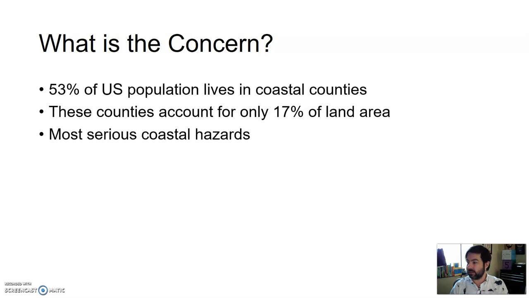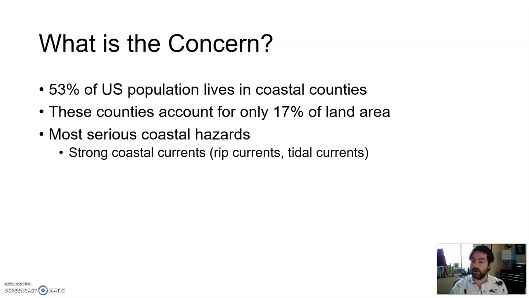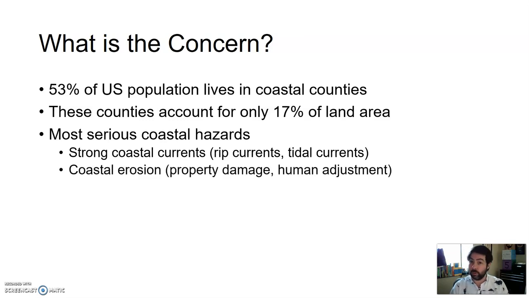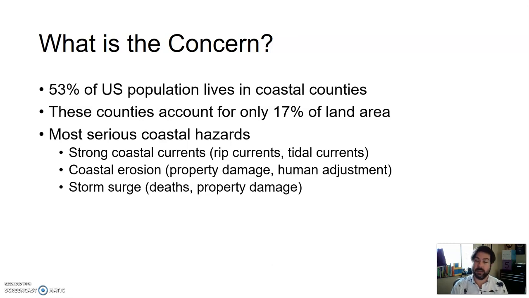Some of the more serious coastal hazards include strong coastal currents, things called rip currents and tidal currents. More on that later. Coastal erosion, so the waves battering the sea, eating at the cliffs. So you have property damage, homes falling into the ocean. Humans have to adjust as well. Storm surge, from hurricanes or other major storms, can cause deaths and property damage, and obviously tsunamis.